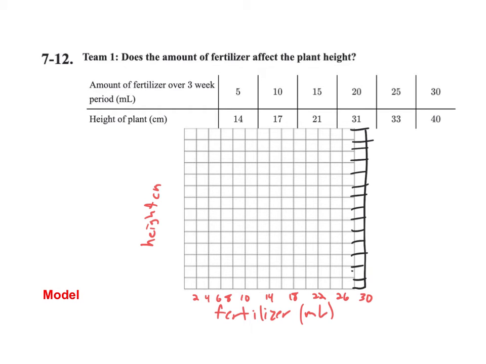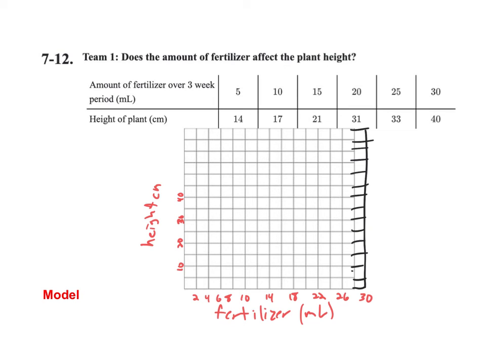Now the height. The height looks like it goes from 14 to 40, so I need to get at least up to 40 on this side. 1, 2, 3, 4, 5, 6, 7, 8, 9, 10, 11, 12, 13, 14 again. So I'm not really sure there's a great number that fits into there. So let's just try counting by 5s. So we'll just go 5, 10, 15, 20, 25, 30, 35, 40. It's not the world's greatest scale because I'm losing a bunch of the data up top there. But let's just see what that looks like here.